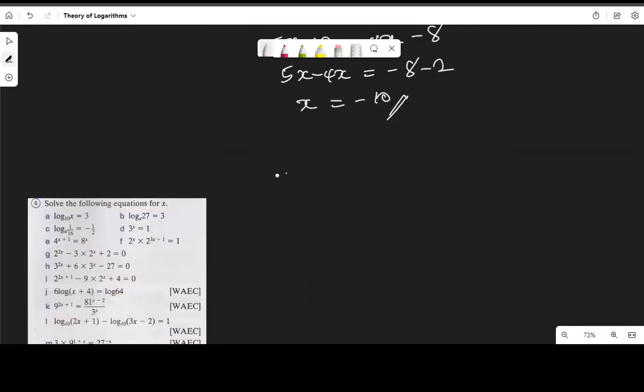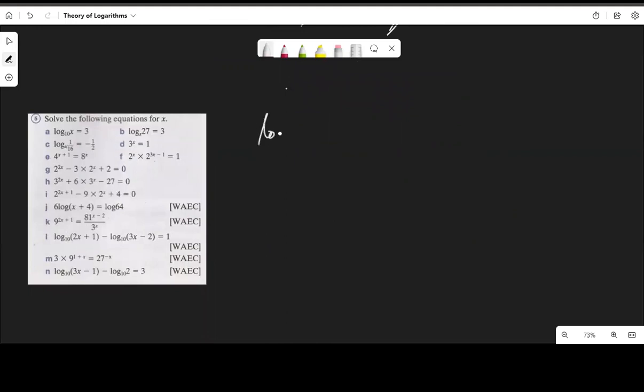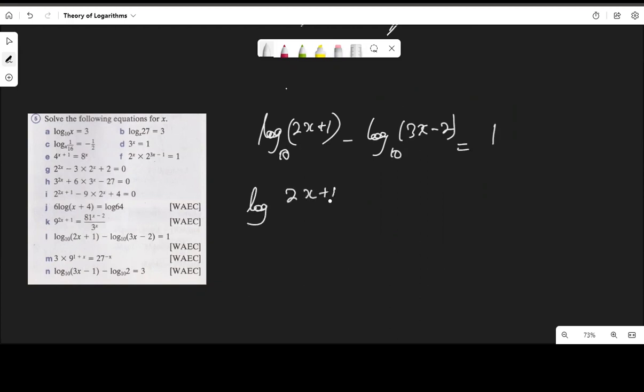For L, we have log 2x plus 1 to base 10 minus log 3x minus 2 to base 10 equal to 1. Okay, log 2x plus 1 to base 10 minus log 3x minus 2 to base 10 equal to 1. Applying one of the laws of logarithm, we have log 2x plus 1 over 3x minus 2 to base 10 equal to 1.